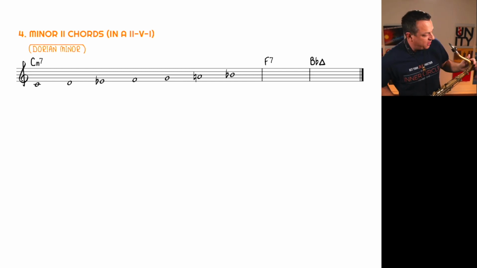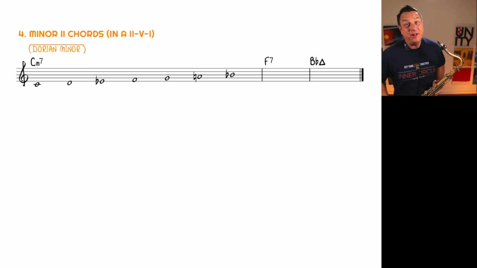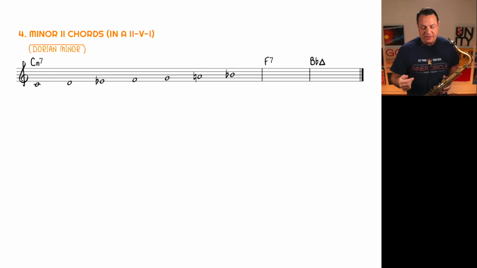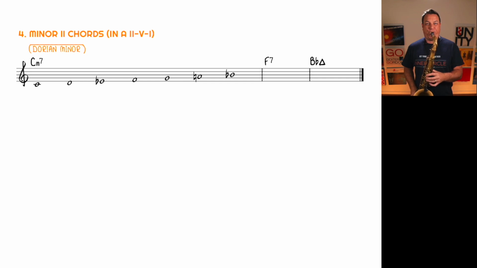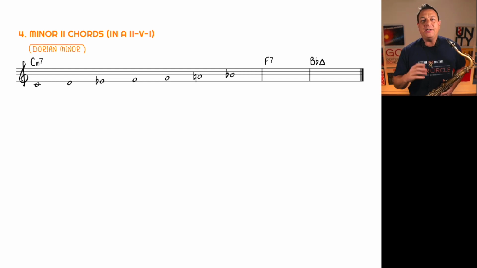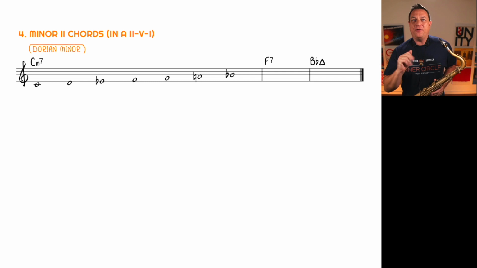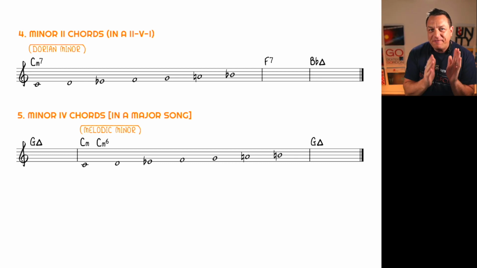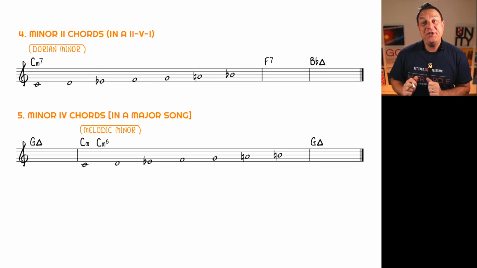And then we're resolving to the home key, but I'm just demonstrating what you're playing on the minors. Now this is why you have classic bebop licks that use this scale, something like uses the Dorian minor. Okay, and the final context, which I'm going to teach you today, is when your minor chord is a minor 4 chord in a major song.